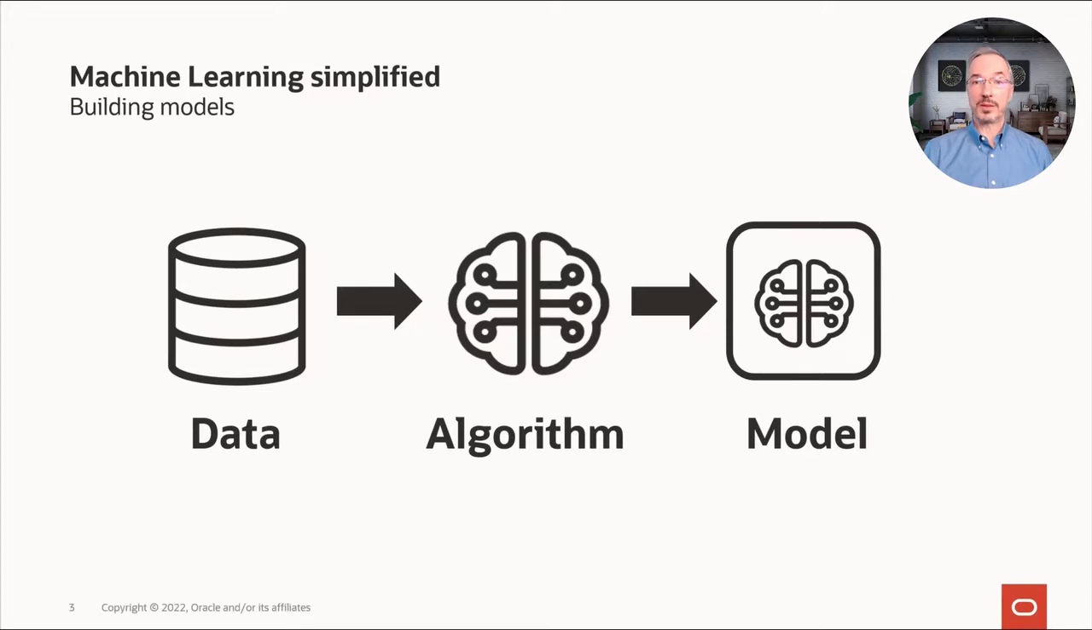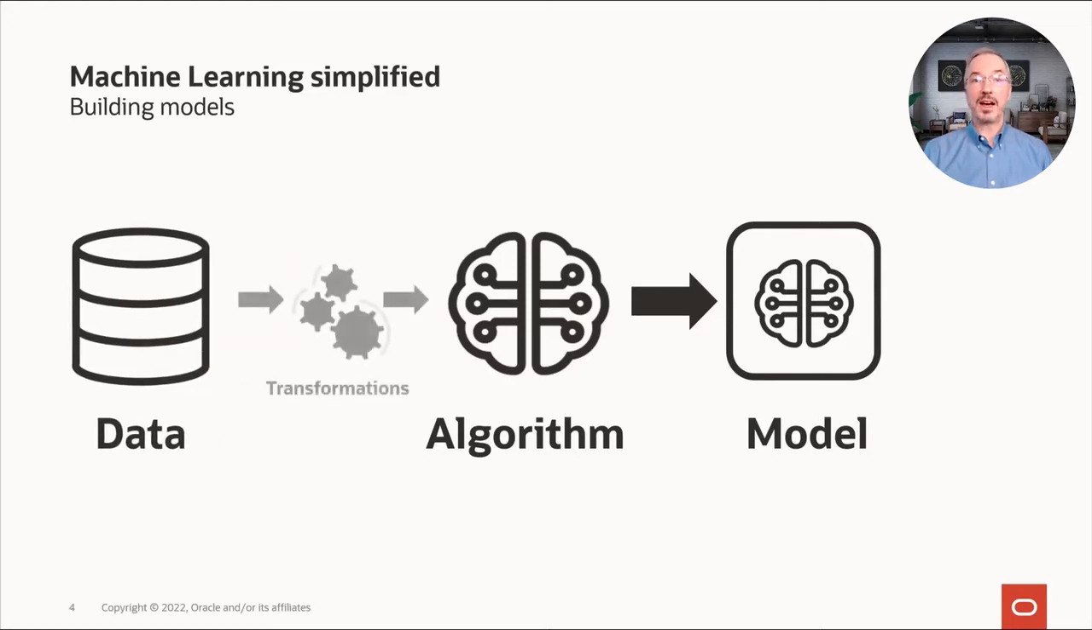In its simplest terms, we have data and machine learning algorithms, and these produce machine learning models. A model contains the patterns found by the algorithm in the data. And these patterns are then used to make predictions or better understand the data.